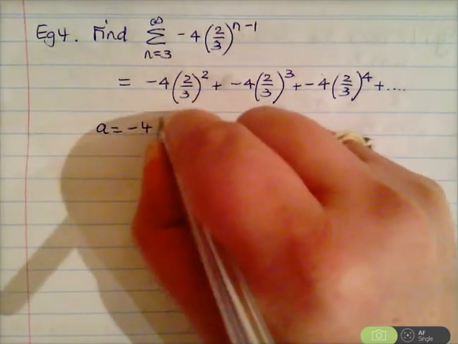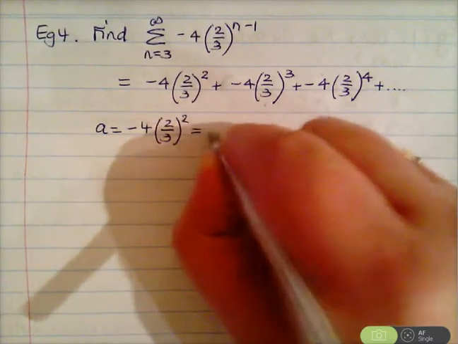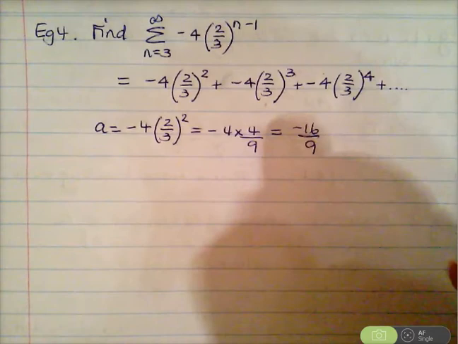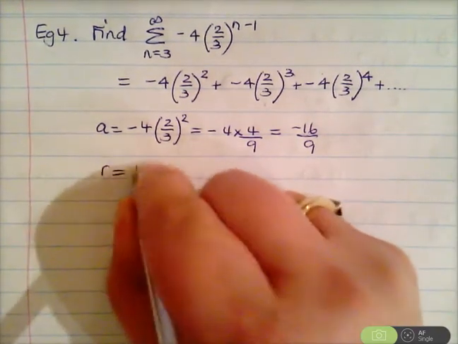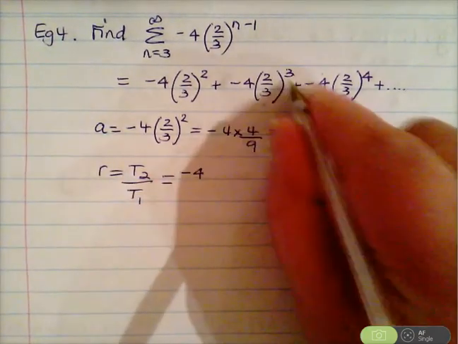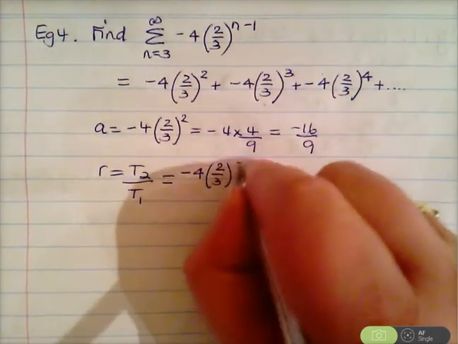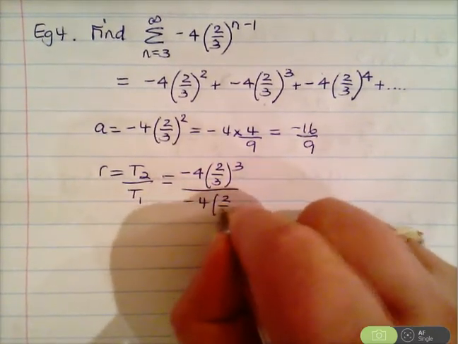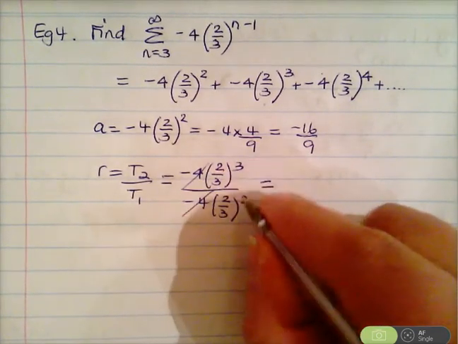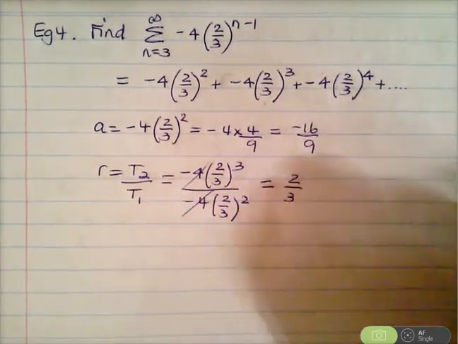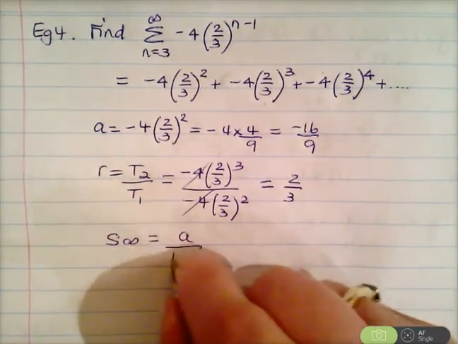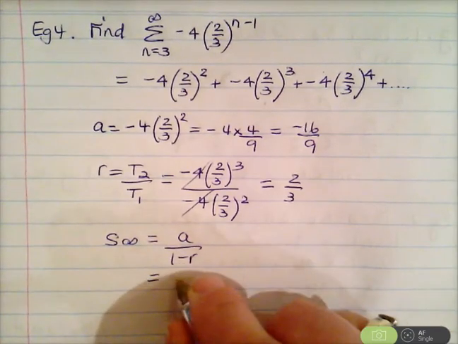So if we want the sum of that series, we know that a, the first term, is negative 4 times 2/3 squared, which is negative 4 times 4 over 9, which is negative 16 over 9. Now r is term 2 divided by term 1. Term 2 is negative 4 times 2/3 cubed over negative 4 times 2/3 squared. Negative 4's cancel, and 2/3 to the power of 3 over 2/3 to the power of 2 is just 2/3. So r is 2/3.